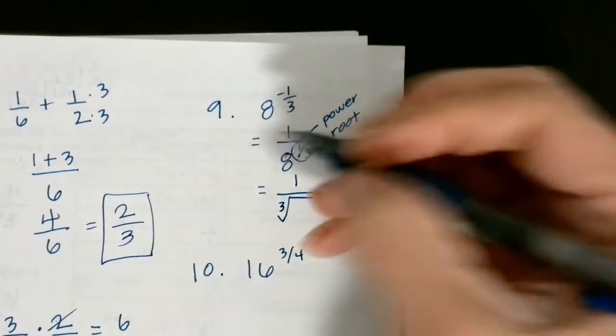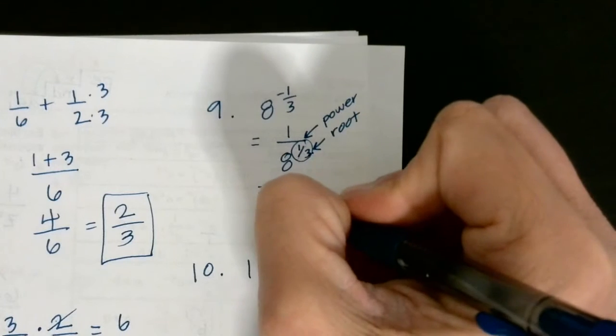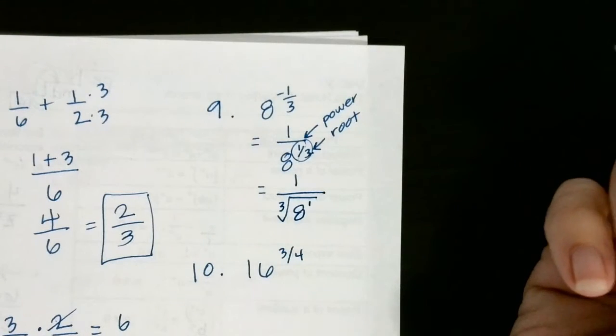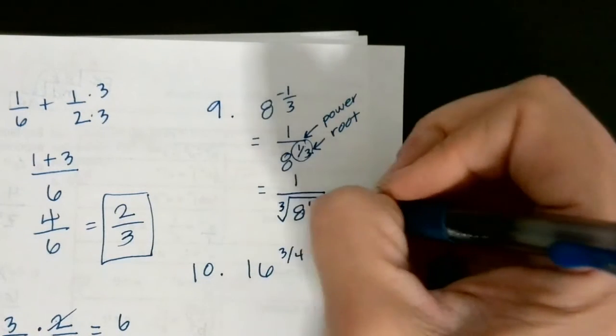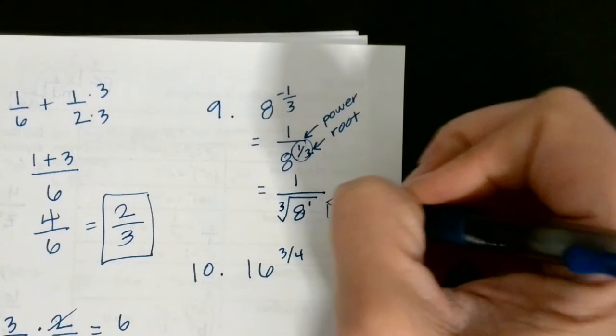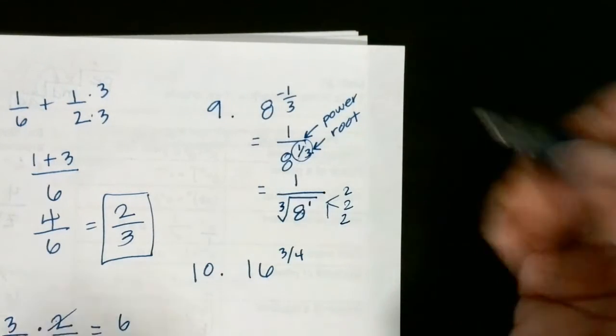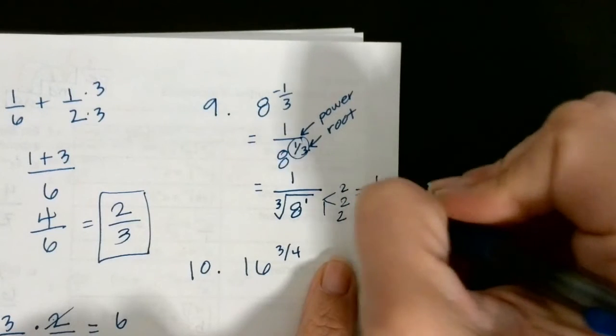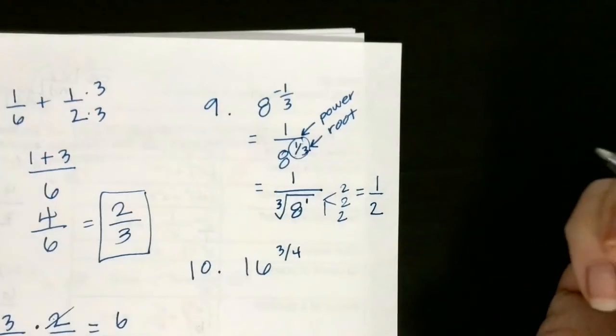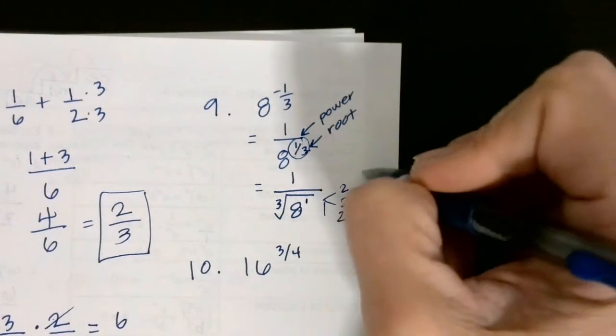So what that means is that another way I can write this is a cube root, because the root is 3, and this is 8 to the first power, which is just 8. And then, can I get 3 of a kind out of 8? Yes, it's 2 times 2 times 2, so the cube root of 8 is just 2. So 1 over the cube root of 8 is 1/2.